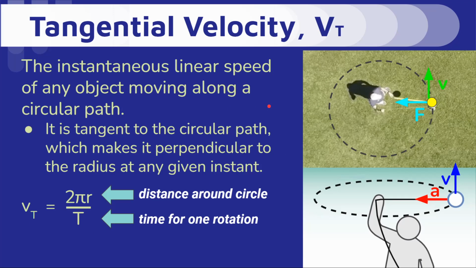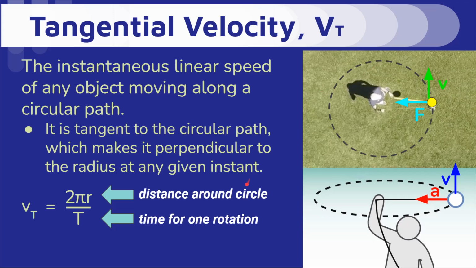All right, so I had this term tangential velocity in there. We need to know what that is too. Tangential velocity is your instantaneous linear speed of any object moving along a circular path. It will be tangent to the circular path, which means that it is perpendicular to the radius at any given instant. I've labeled what that looks like on my diagram up here. My velocity at this point in time is perpendicular to my radius, and it is tangent to my circular path. You should know what a tangent line is from your math class. Hopefully, if not, copy that down so that you know what direction it will face.